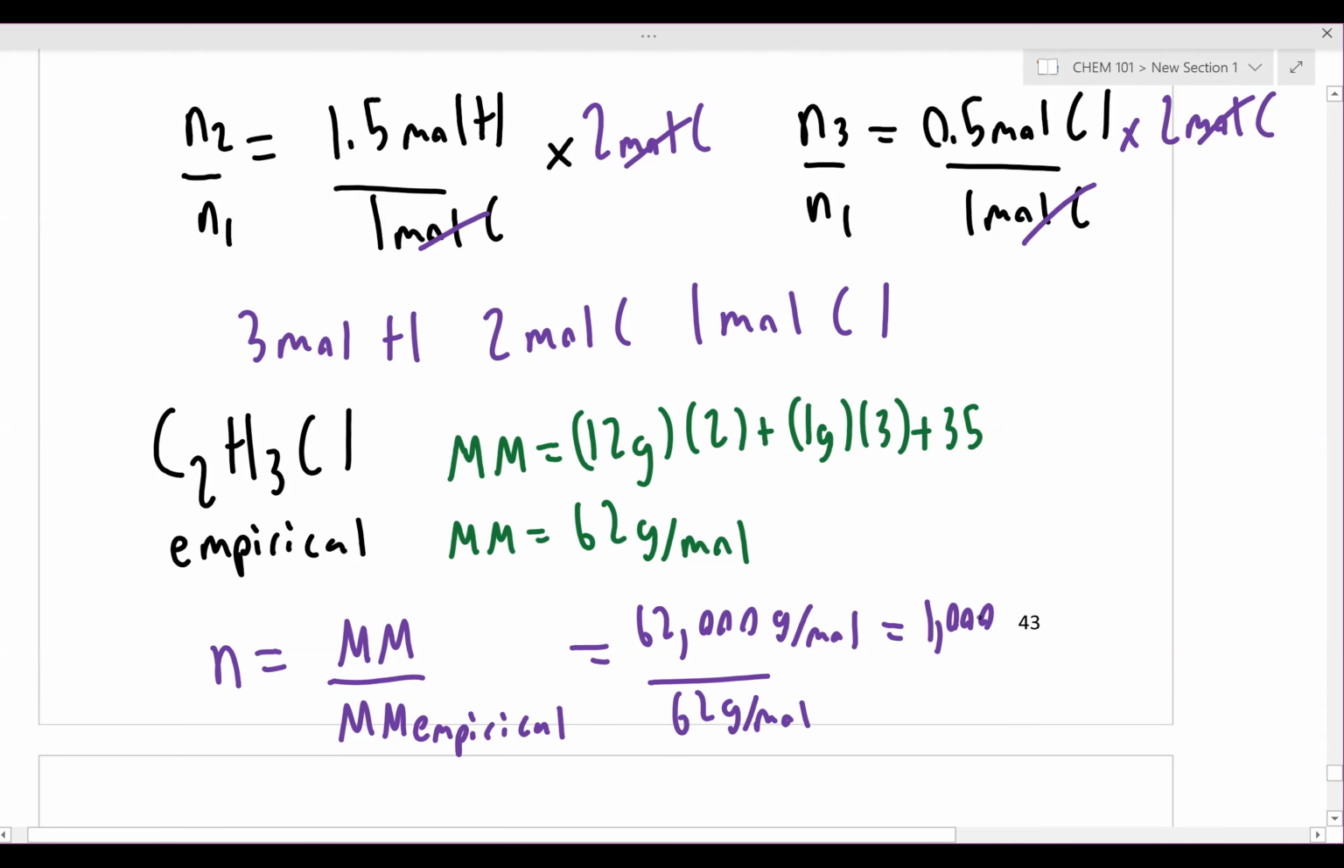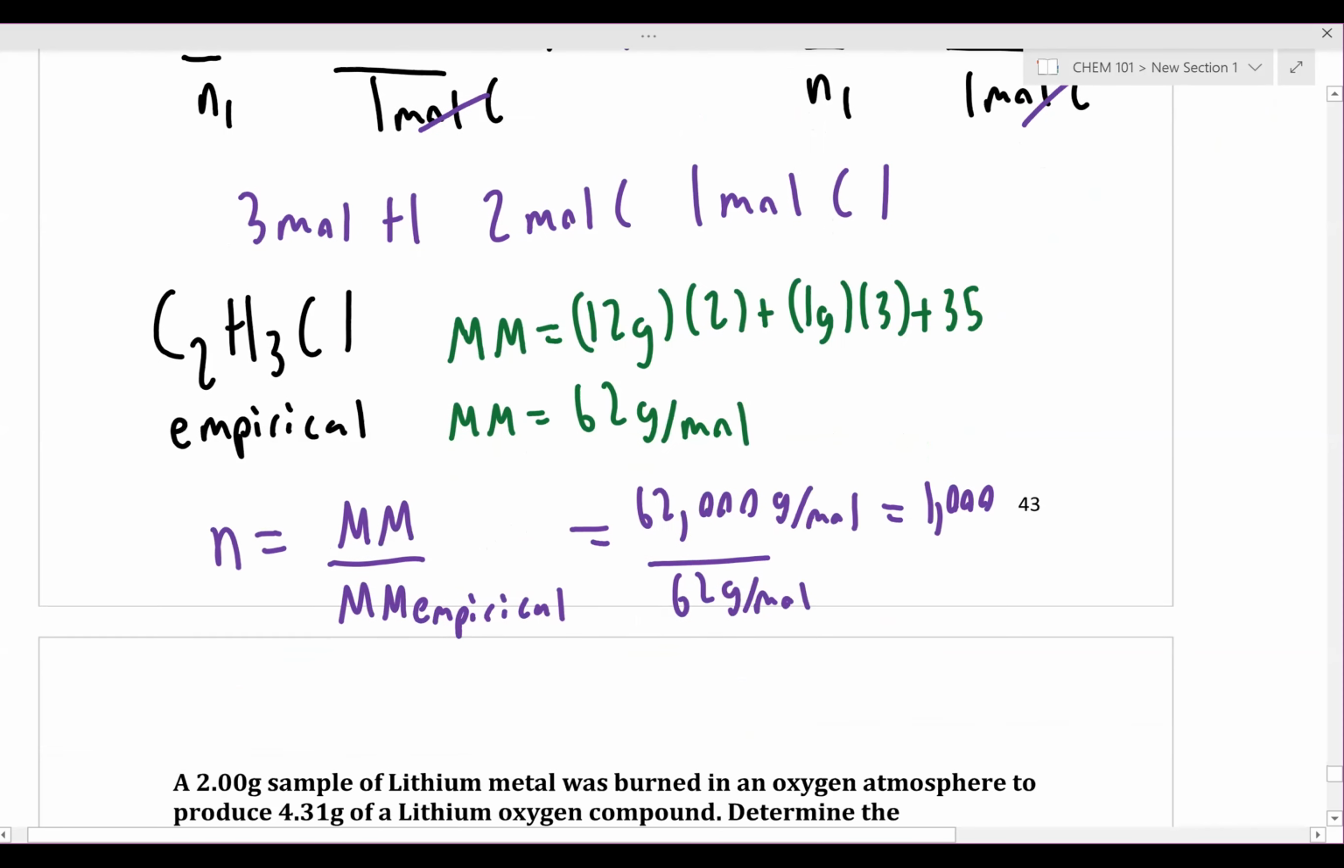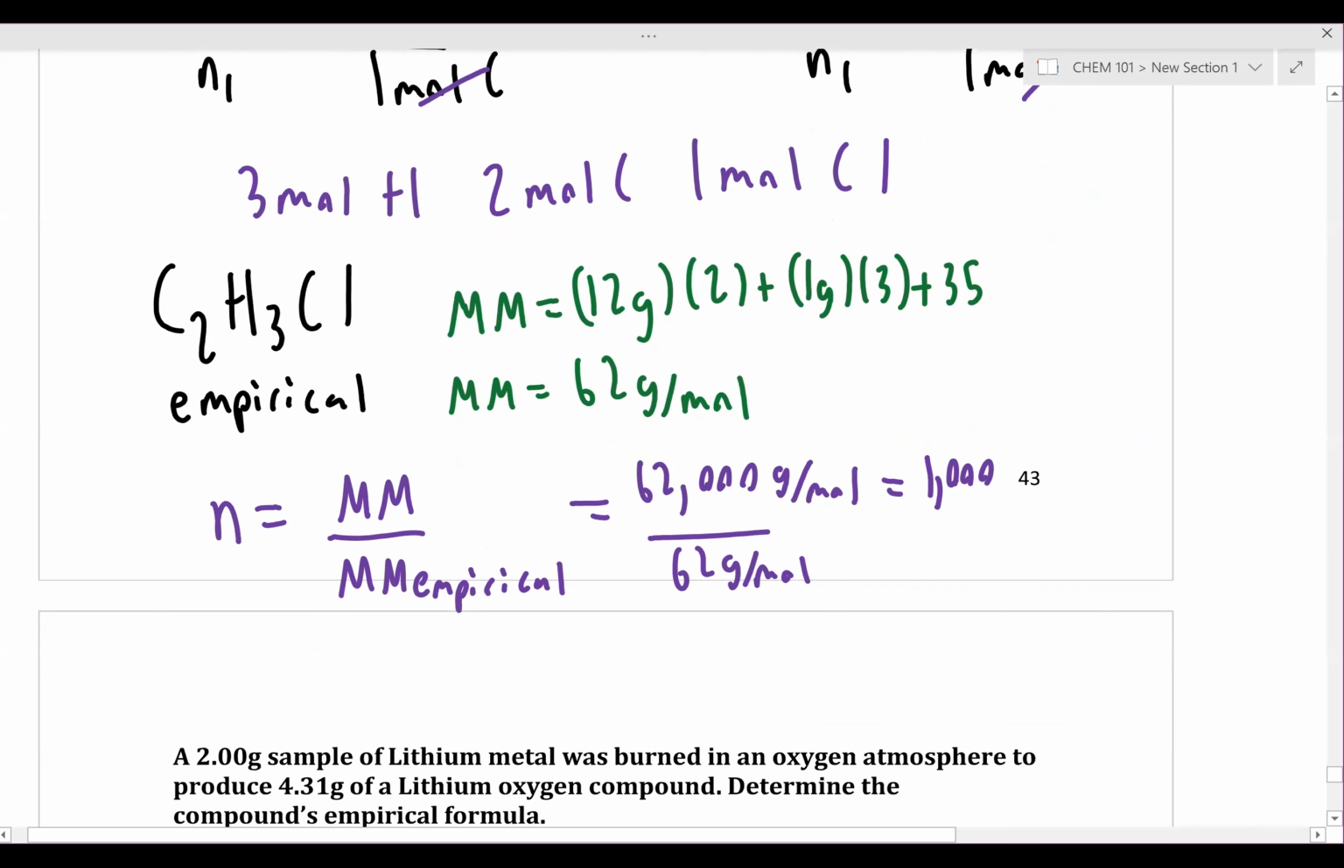Okay, so what do we multiply all of these subscripts by? 1,000. This is why I prefer the multiplying method, because no, I'm not going to write out 1,000 of these subunits and then add my atoms together. That is a little bit silly. This is the reason why we invented multiplication, thankfully.